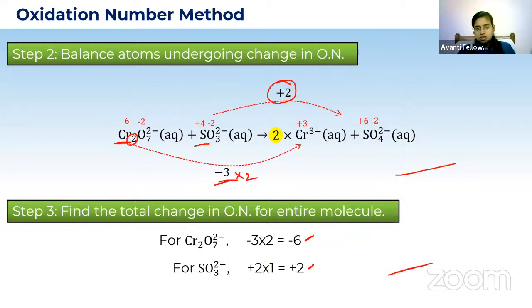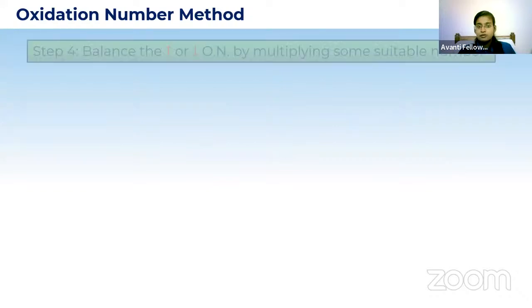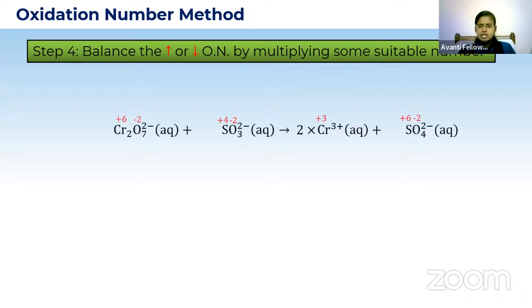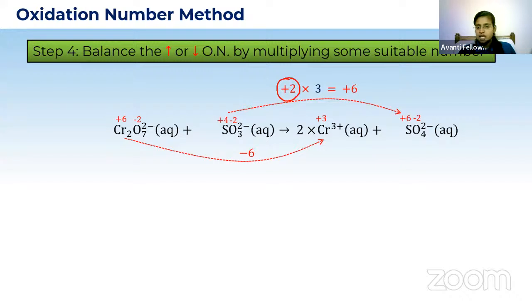So what I have to do, I have to go for the fourth step. Balance the increase or decrease in the oxidation number by multiplying by some suitable number. So these are the oxidation numbers, right? You can multiply the chromium by 2 so that you will get 6. And if you want to make sulfur also 6, you have to multiply this plus 2 by 3. So 2 into 3 will be equal to 6. Okay, minus 6 and plus 6.